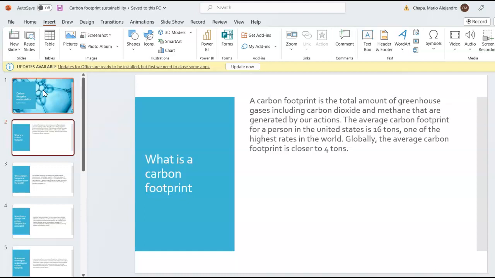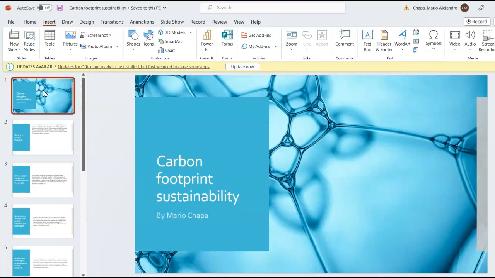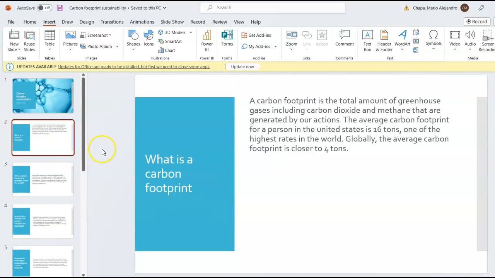And so what I decided to do my project over was carbon footprint sustainability. So starting off, what is carbon footprint?